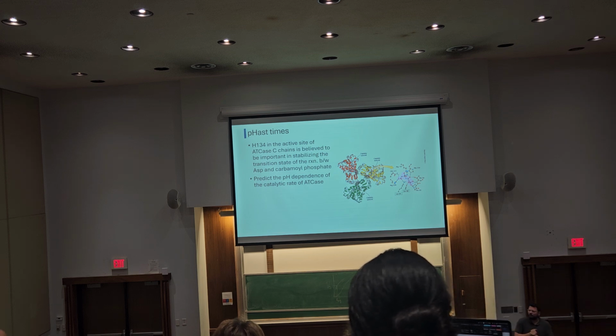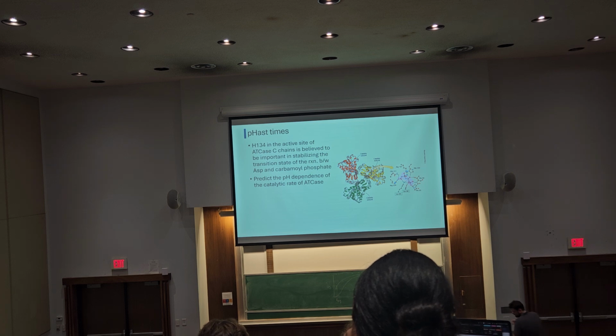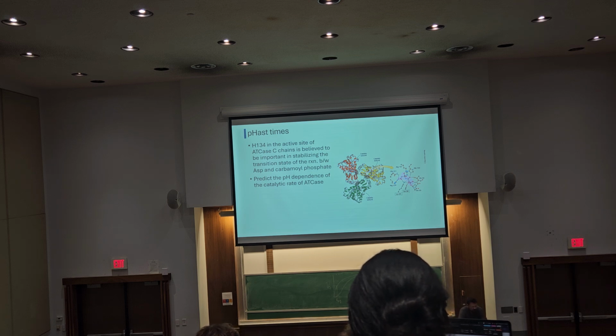So let's see here. Another question. Right? Histidine 134 in the active site of ATCase catalytic chains, right, which you can see up there, is believed to be important in stabilizing the transition state. What will the effect be of pH on the rate of carbamoyl aspartate formation? So if the pH is high, right, will the reaction rate increase or decrease? If the pH is low, will the reaction rate increase or decrease? What's the pH dependence? Is there a pH dependence?